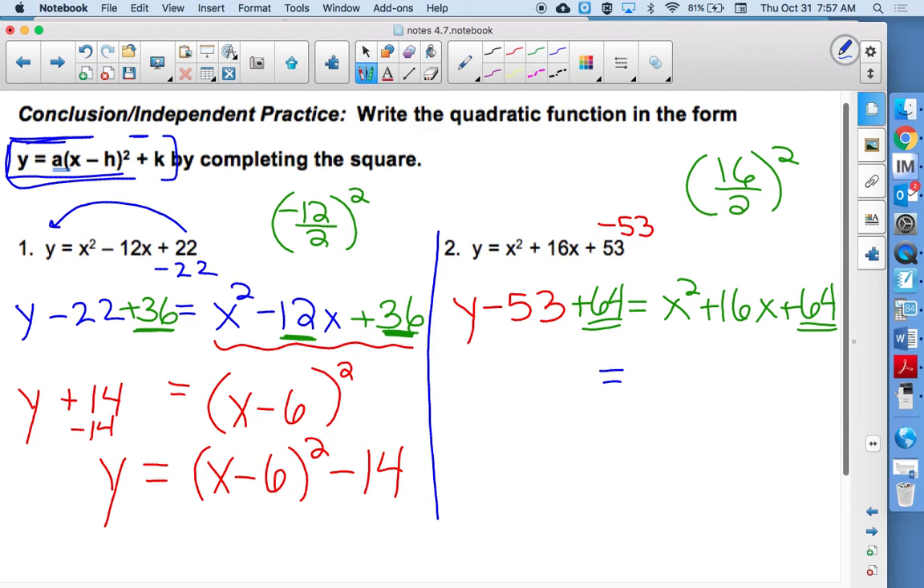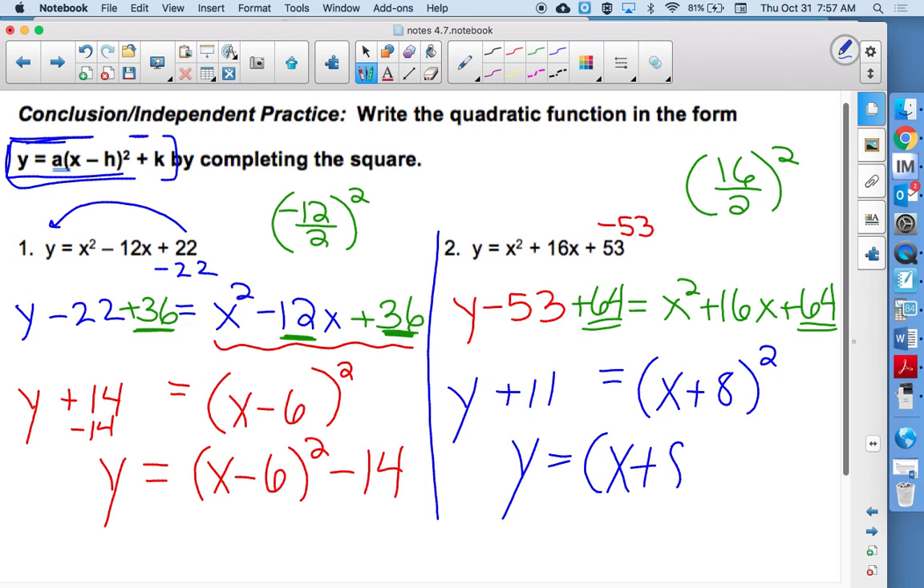Cole, how would the x squared plus 6x plus 64 factor? X plus... Nice. And then -53 plus 64 is 11. Nice job. So our equation would say x plus h squared, and then I need to subtract the 11 to get y by itself.